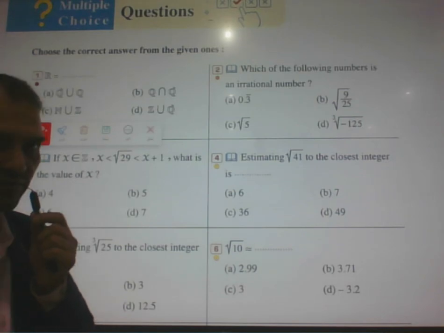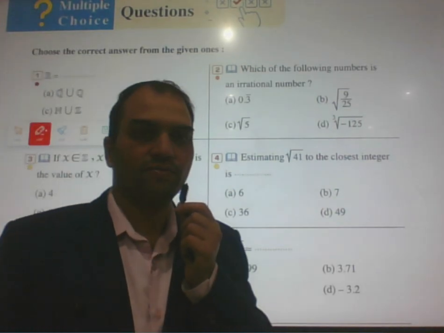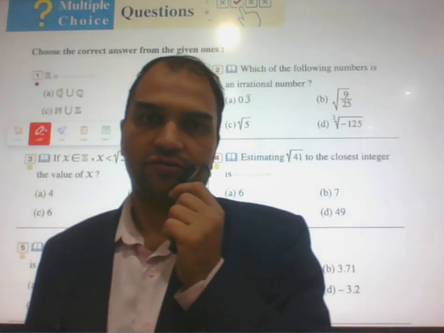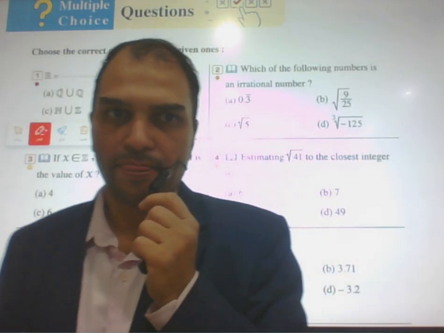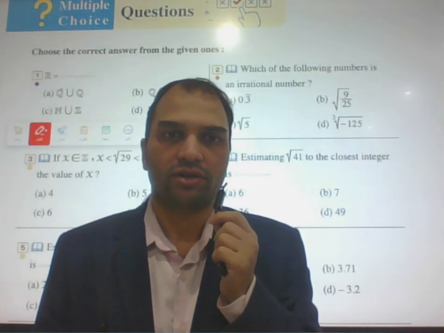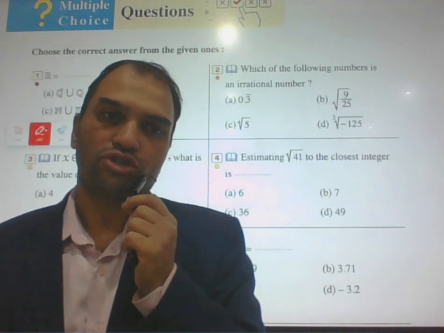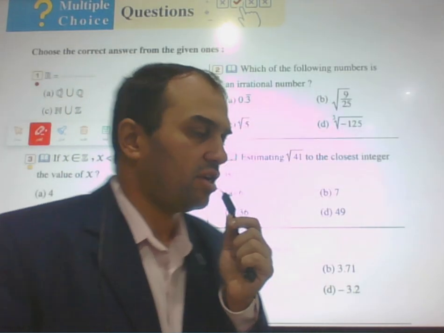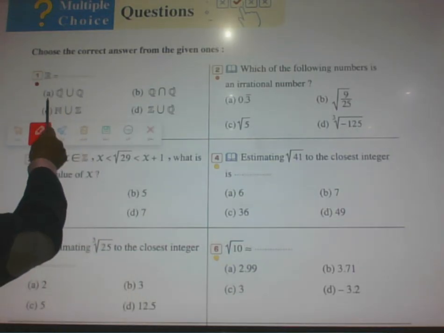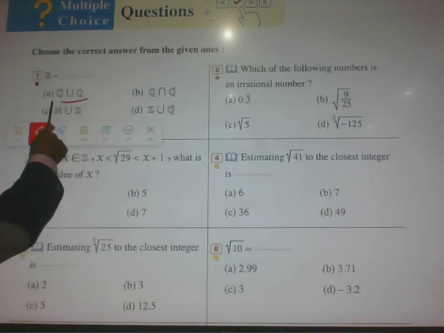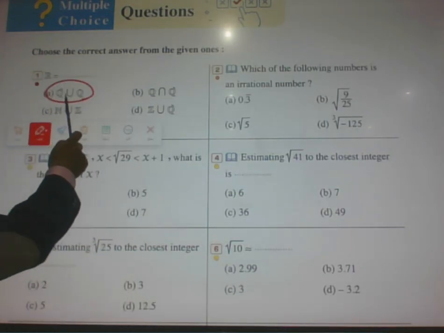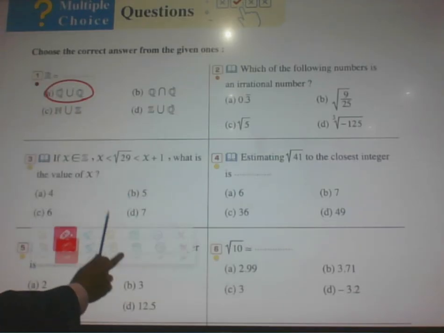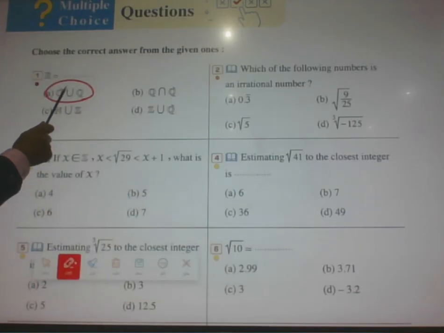Today we'll solve multiple choice questions from the Al-Moasser book, a review about lesson 1. First question: R equals... We can write rational number union irrational number, Q union Q dash. Q here refers to rational numbers, and Q dash to irrational numbers. So we can write letter A as the answer.